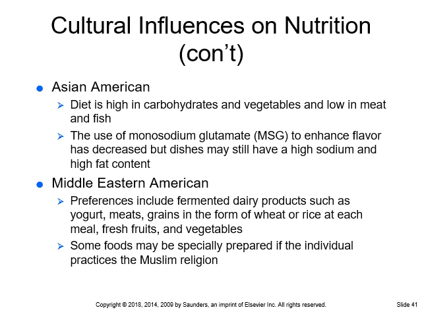Middle Eastern Americans. Food preferences among the Middle Eastern cultures include fermented dairy products such as yogurt, meats, grains in the form of wheat or rice at each meal, fresh fruits and vegetables. Food preparations include grilling, frying, grinding, and stewing. You can find examples of cultural influences on nutrition in your chapter 26 on page 473.